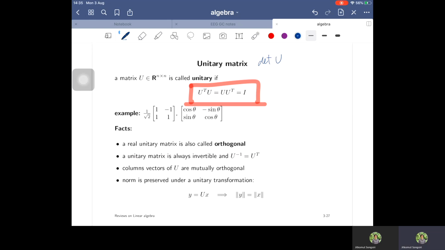What is the determinant of U? Everyone knows that the determinant of U transpose U equals the determinant of I. The determinant of a product is the product of the determinants. So the determinant of U transpose times the determinant of U equals the determinant of I, which is 1. But determinant of U and U transpose are the same. So the determinant of U squared is 1, so the determinant of U must be plus or minus 1.